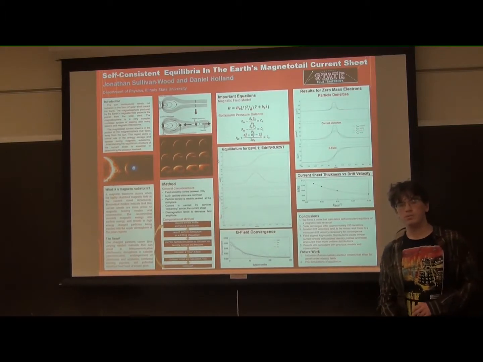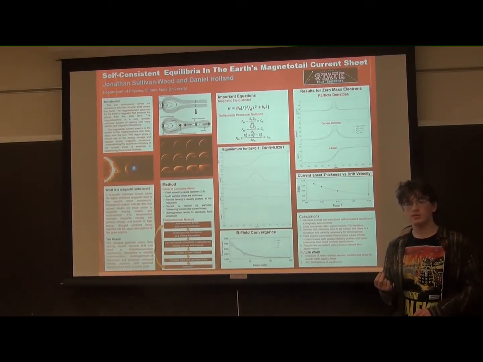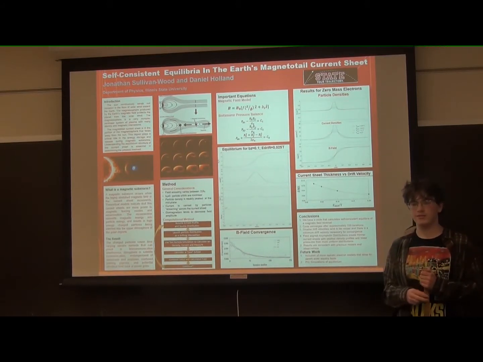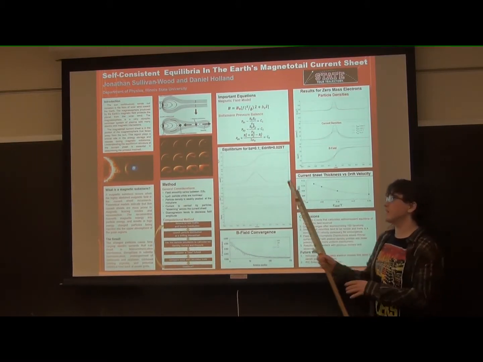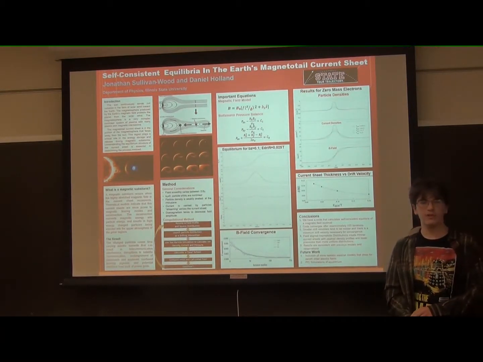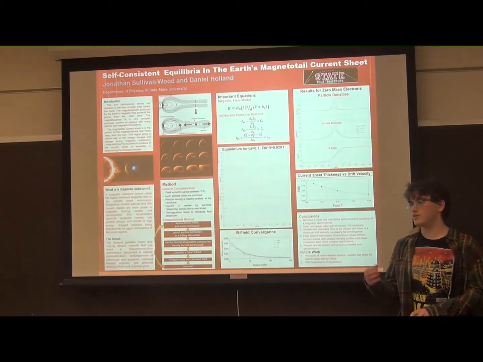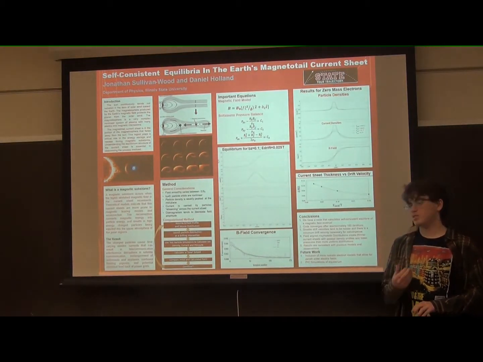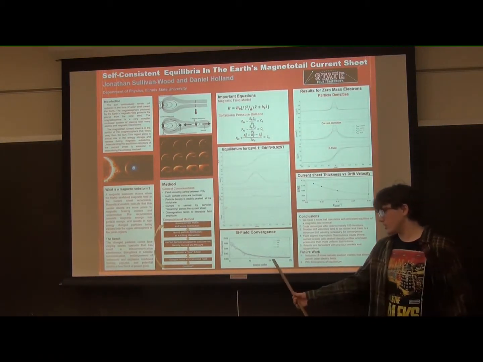This is important because thinner current sheets are more likely to result in a tearing of the magnetic field, resulting in magnetic substorms. In conclusion, we have a code that successfully calculates self-consistent magnetic fields. Our code converges after approximately 100 iterations.